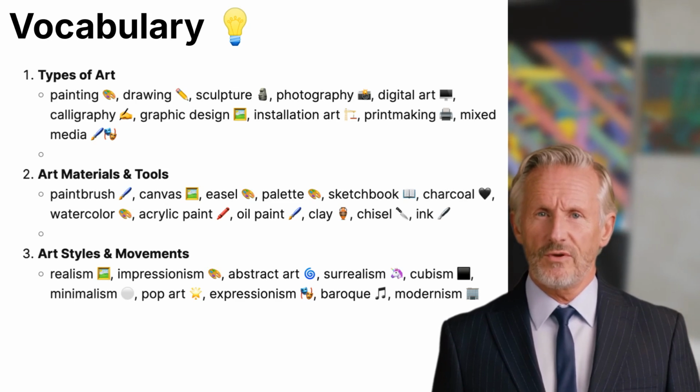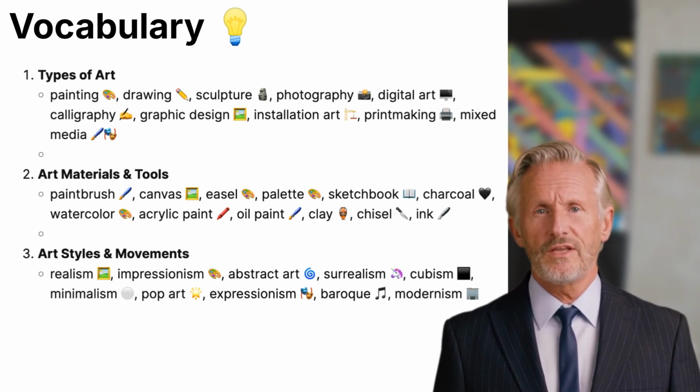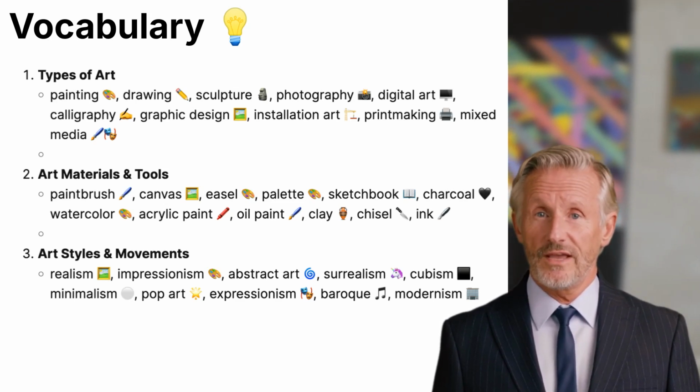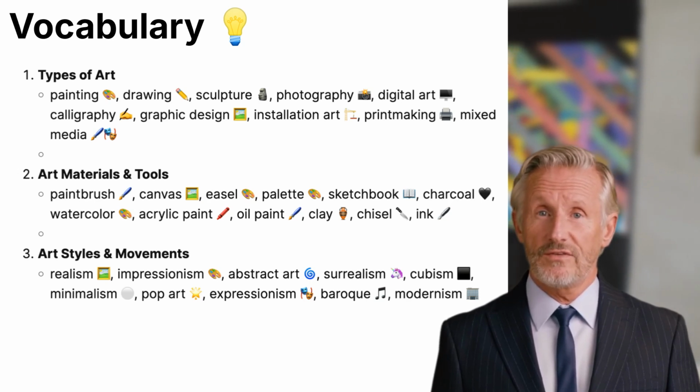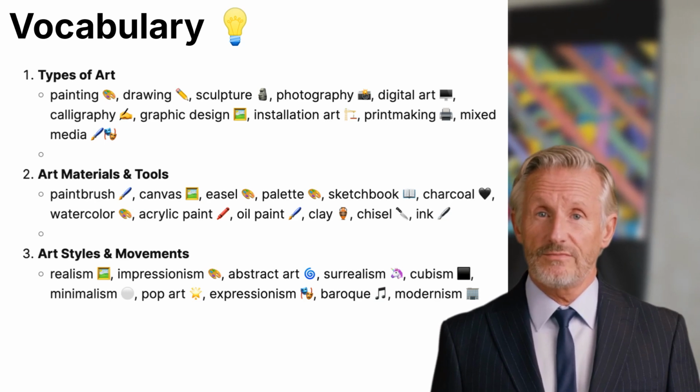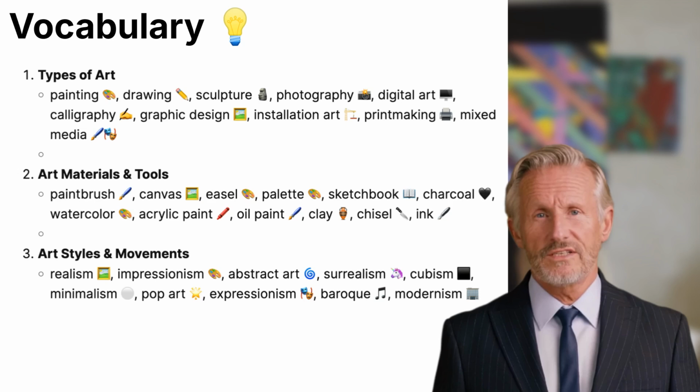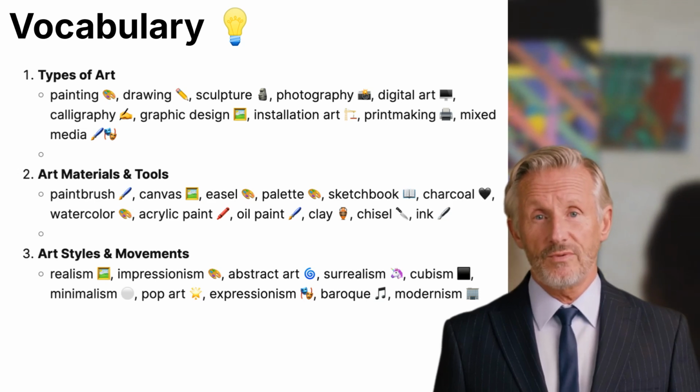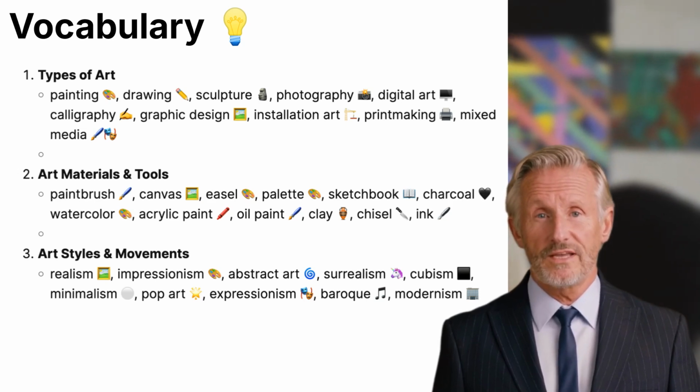2. Art materials and tools. Paintbrush, a tool used for applying paint. Canvas, a strong cloth used as a surface for painting. Easel, a stand that holds your canvas while you paint. Palette, a flat surface where artists mix their paint colors. Sketchbook, a notebook for drawing or planning art.